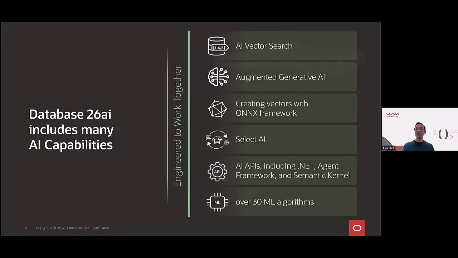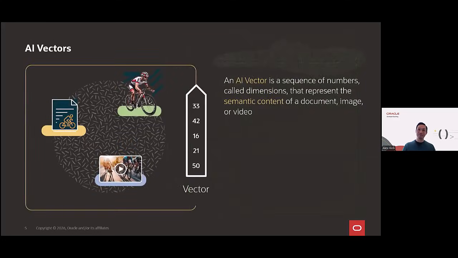And if you're doing machine language pattern matching, we have over 30 machine language algorithms available. So a lot of capabilities. Let me get more into vectors themselves because they are a fundamental part of how you use AI with the Oracle database, or in any database, I should say.